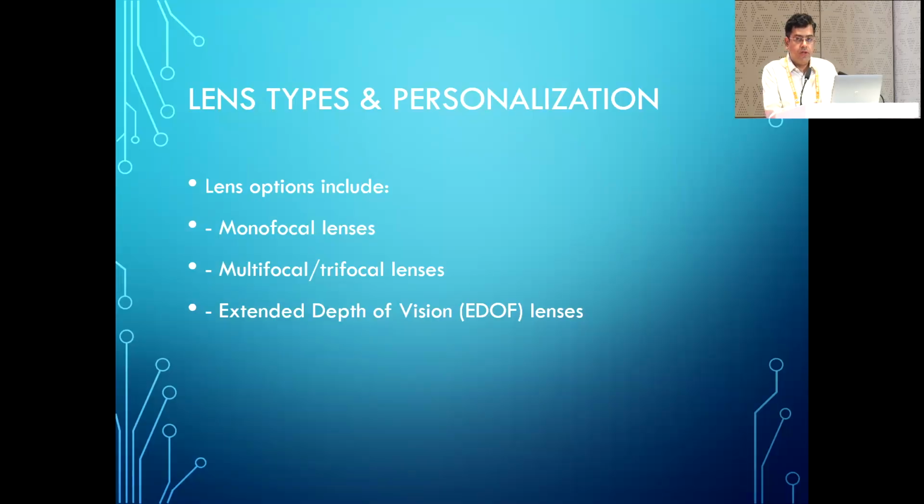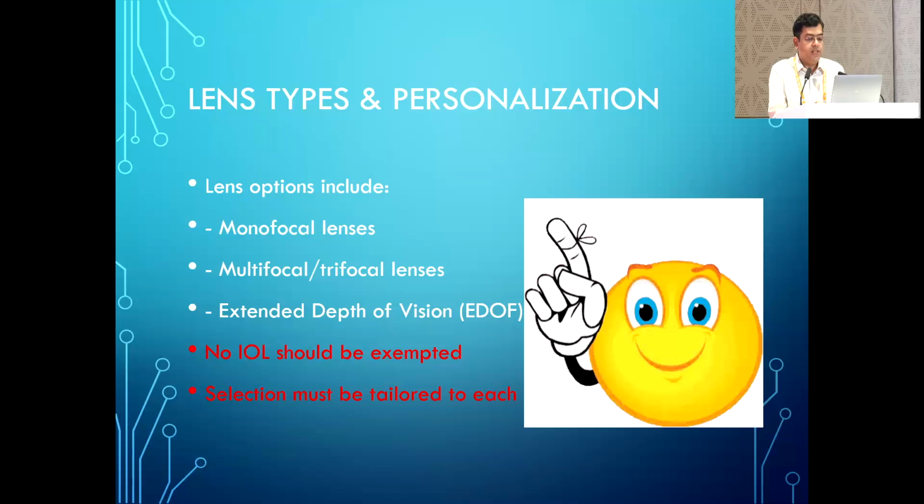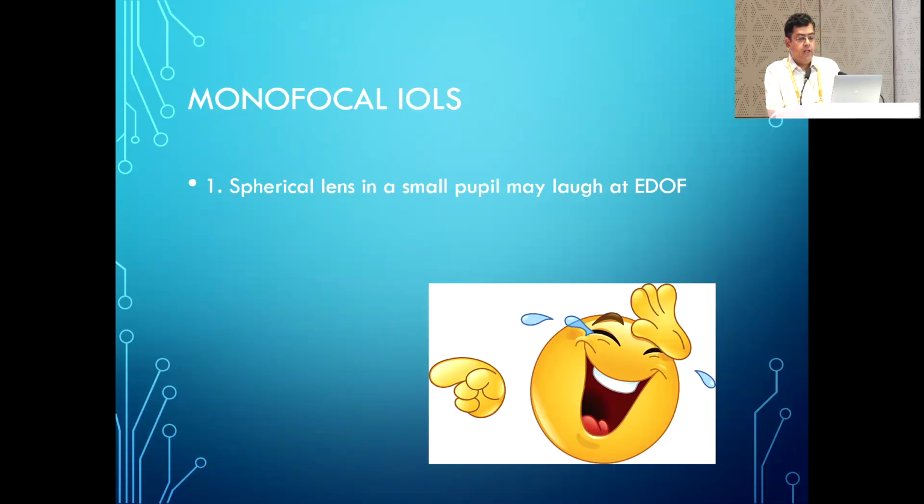Extended depth of focus lens, it's not like it doesn't have a problem. I will go to that later. No eyeball is exempted. Selection must be tailored to each patient and each eye. So why not monofocal lenses? We have seen that so many patients in whom we have done a PMMA lens or a spherical lens read very well, almost N8, and they have very good distance vision of 6/9, even 6/6 partial. So even a good spherical lens in a small pupil will make an EDOF laugh.